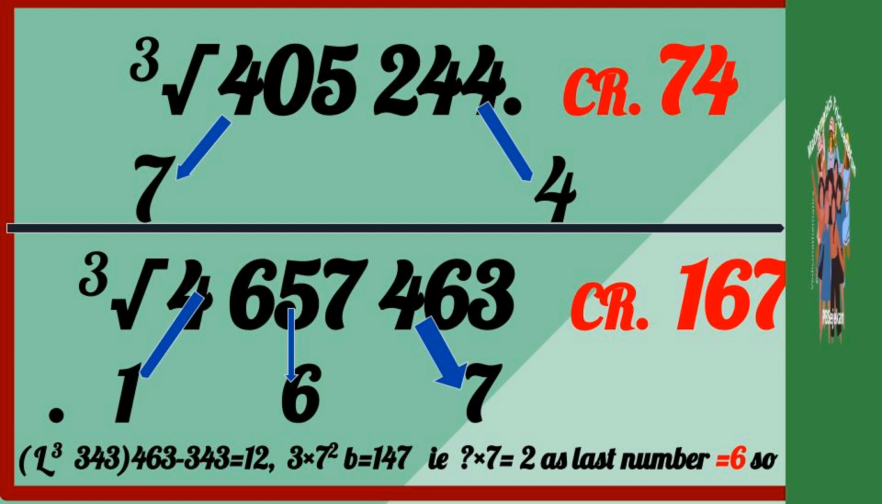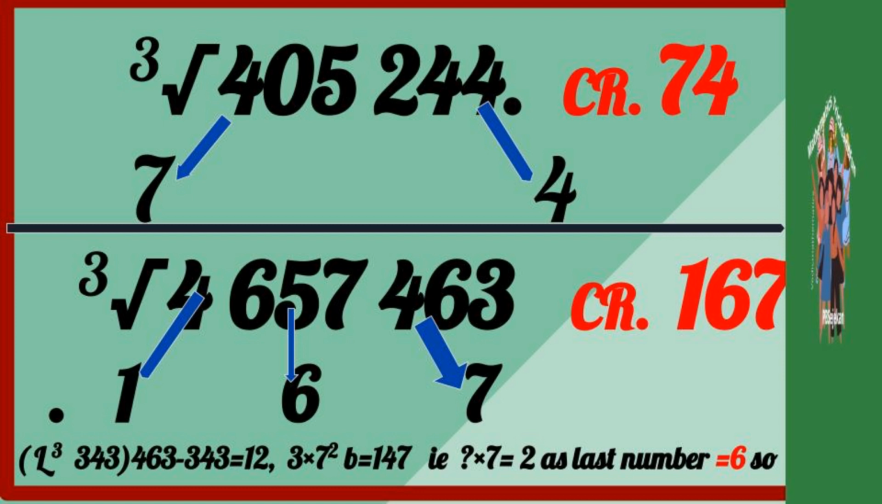Here we have 2 examples. Cube root of 405244. So naturally 2 groups of 3 digits each. The first group is 405. So the cube of a digit lesser than 405 is 7. Cube of 7 is 343. Then the end digit is 4. So the cube of 4 ends in 4, that is 64. So the cube root is 74.